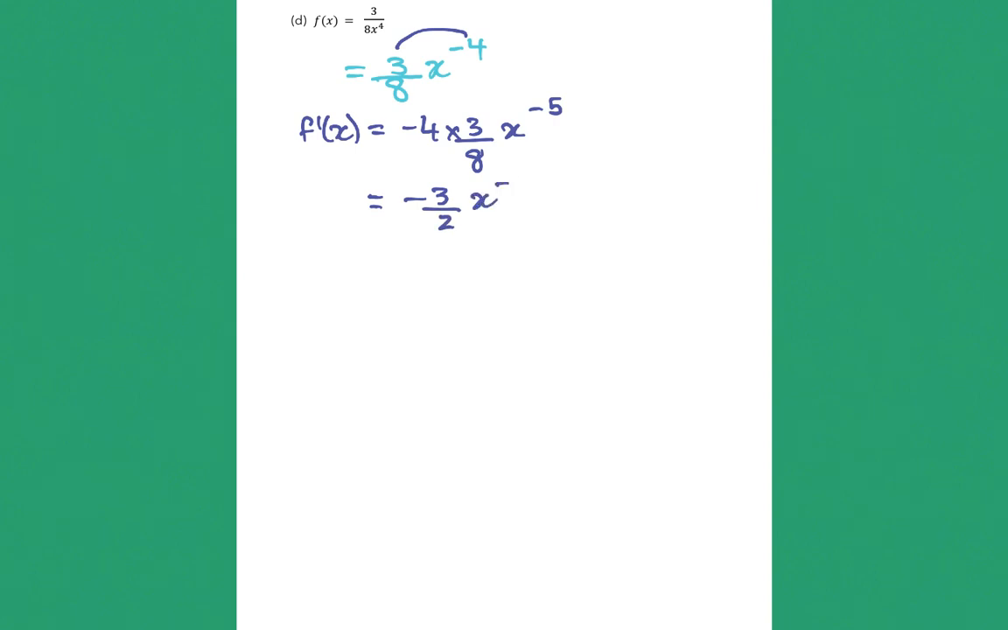So one more question here. We've got f of x equals 3 over 8x to the 4. It's much easier if we bring the x into the indices out of the fraction. And now we can do f dash of x equals, bring the index down, -4 times 3 over 8 times x, decrease the power. And now we're just going to simplify things out. -3 over 2 x to the -5. And you could write that like this, but you don't need to.